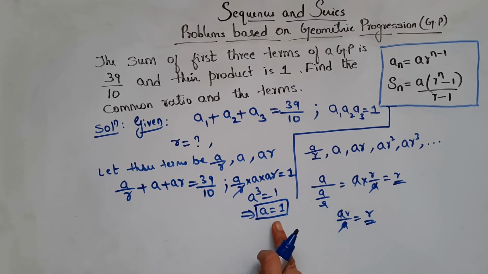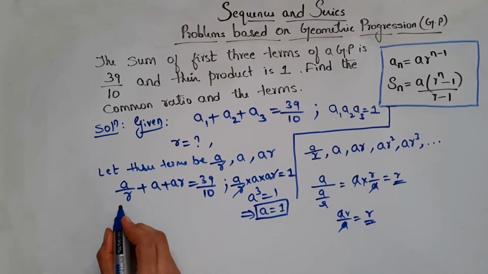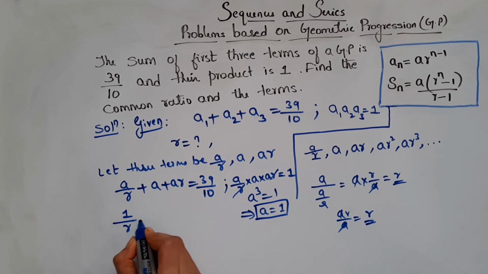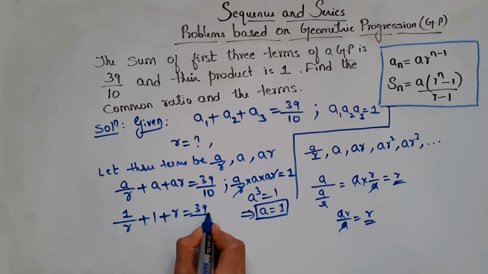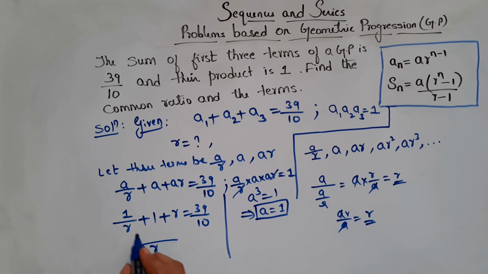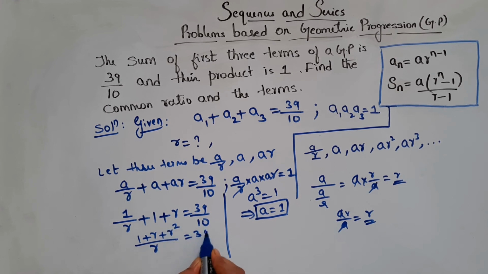Now let's substitute this A in this equation. A is 1, so 1 by R plus 1 plus R is equal to 39 by 10. So let's take the LCM here. R is the LCM. We have 1 plus R plus R square, which is equal to 39 by 10, right? So let's cross multiply here. So your equation will be 10 plus 10R plus 10R square, which is equal to 39R, right?